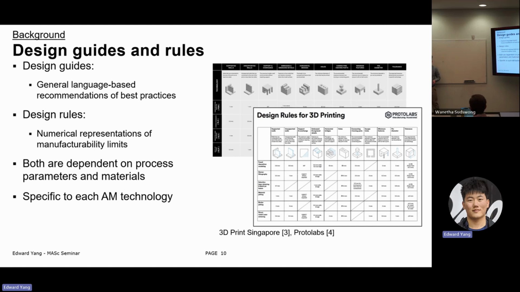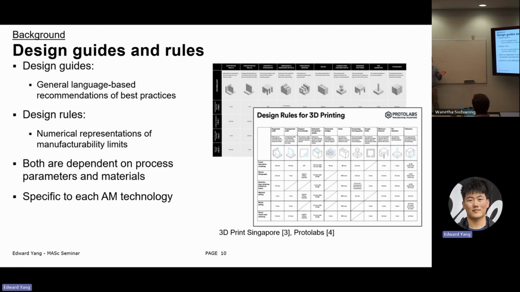However, what I want to get into now are design rules. So these are much more specific numerical representations of what can and cannot be manufactured. So for example, if you have a thin wall feature, a design rule would be thin walls must be greater than 0.5 millimeters to be reliably manufactured. So this is a bit more concrete, a little bit more useful for testing whether or not a mechanism or a part can be successfully manufactured.